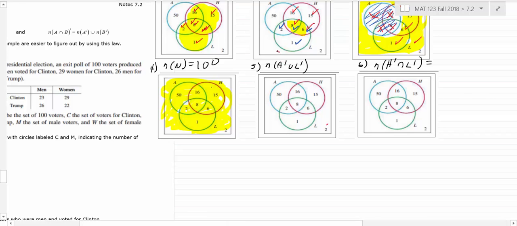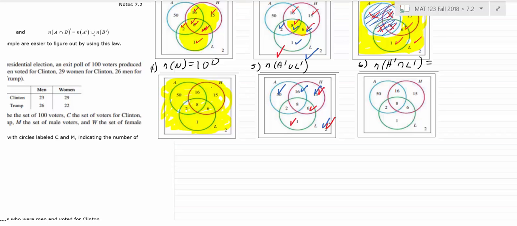I'm going to use a couple of different colors. A prime would be this, this, this, and this. Okay, that's outside of A. Now let's take a different color, and let's do L prime. Outside of L would be this, this, this, and this. Did I check everything? Whatever I checked is what I get.